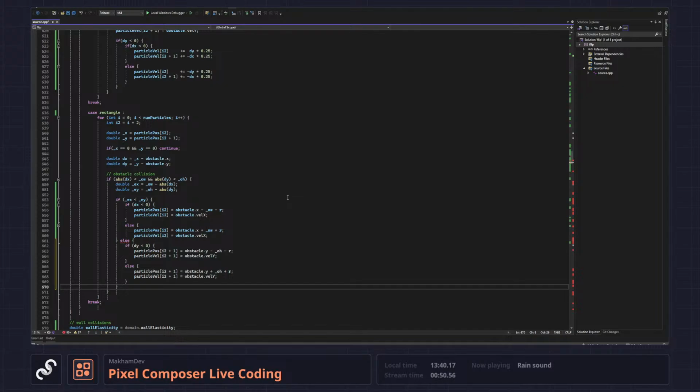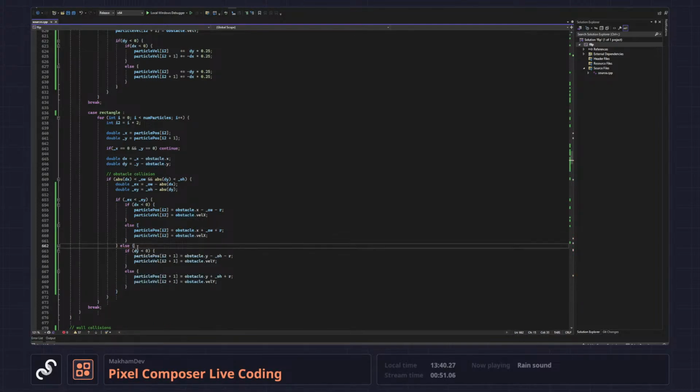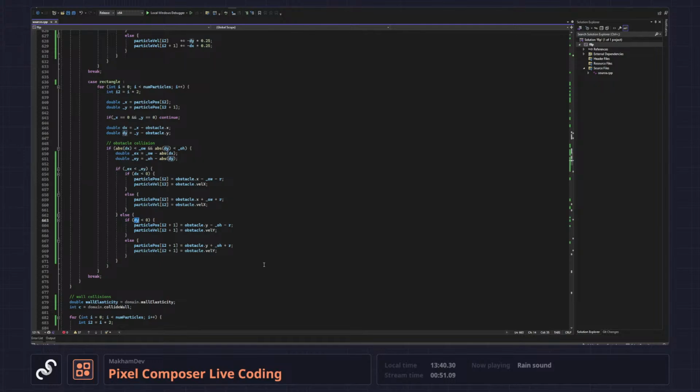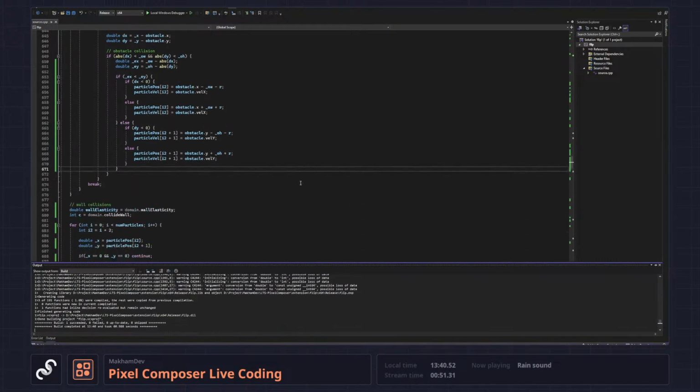Cool. dy less than 0. Oh, if dy less than 0, so again the y-axis is inverted, right? So if dy less than 0, the point is higher. So if the point is higher, you do obstacle y minus OH minus R, and then invert the velocity. Okay, let's see.